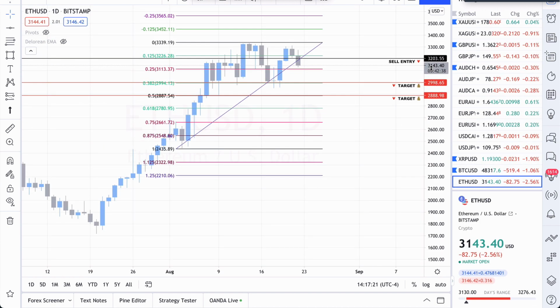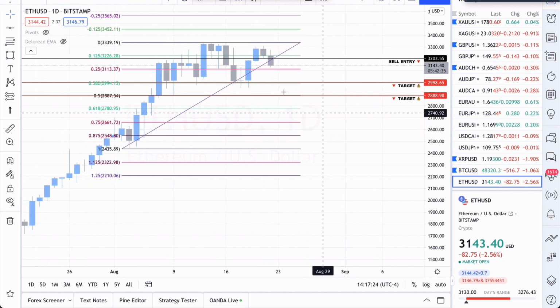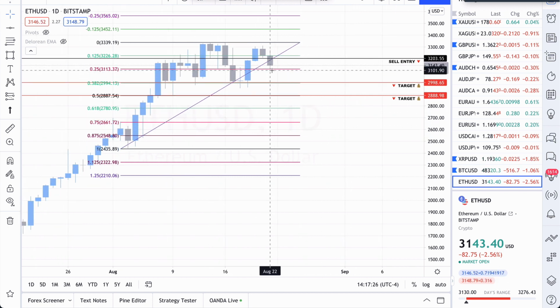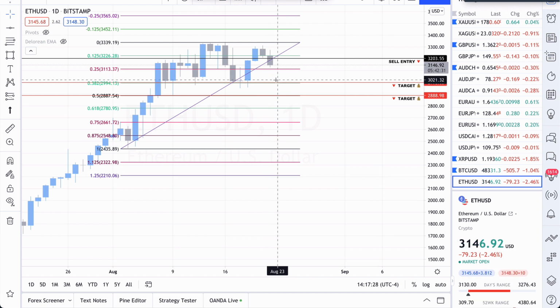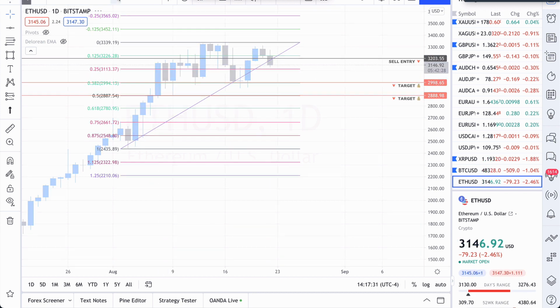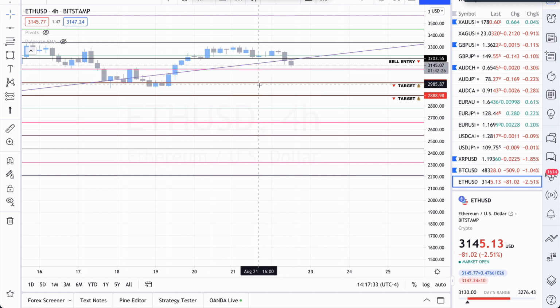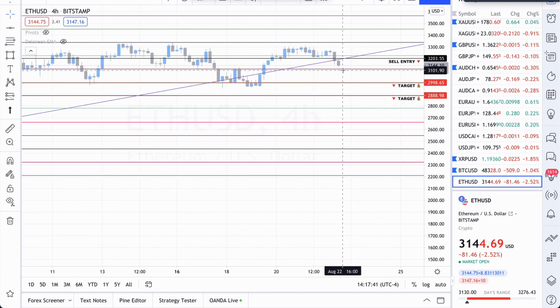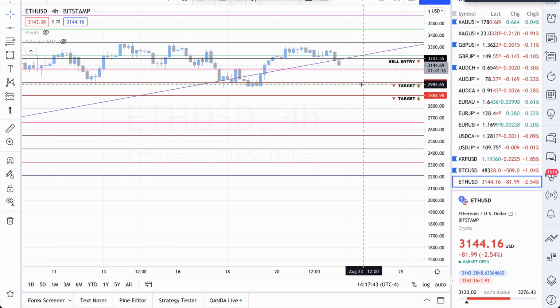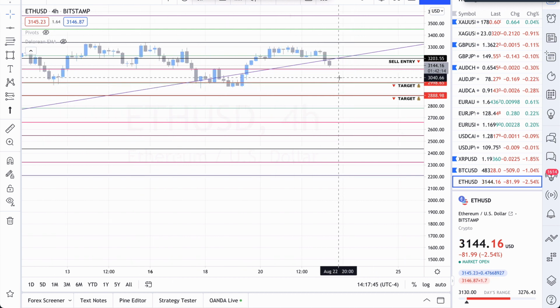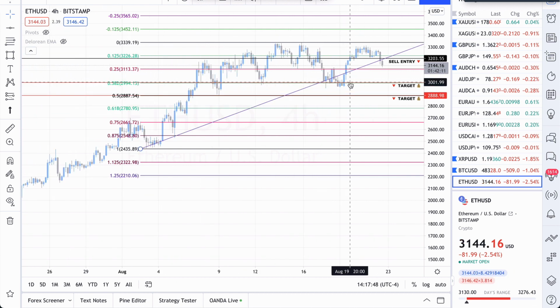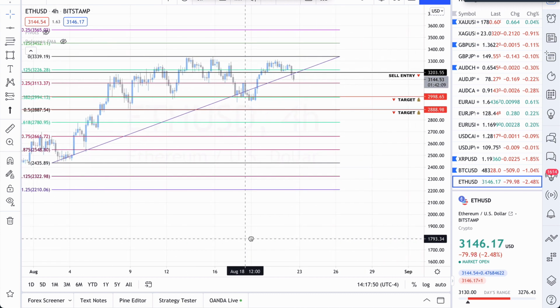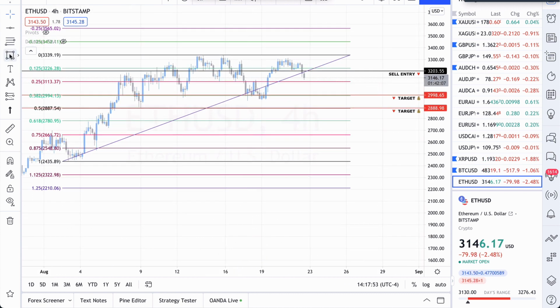Ethereum. Looking for Ethereum to come back. We'll see. Looking for Ethereum to come down here before making a push up and possibly back down. Or it can form a morning star here and shoot up. If it does, where's my fib? Here's the area of concern.